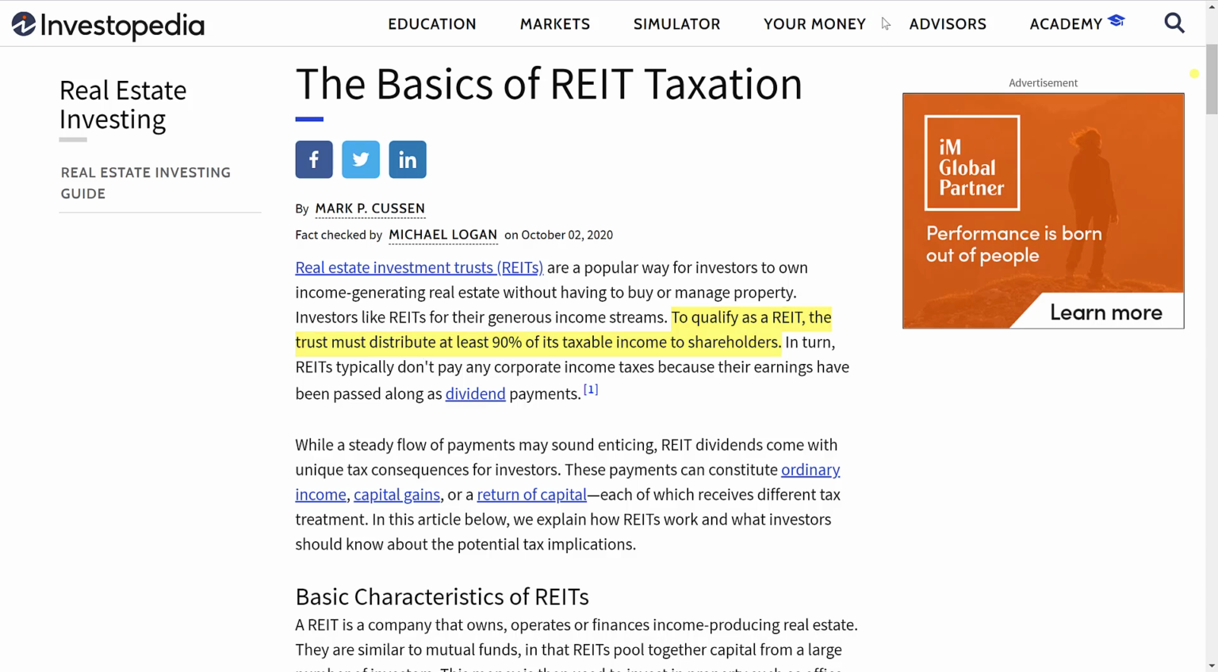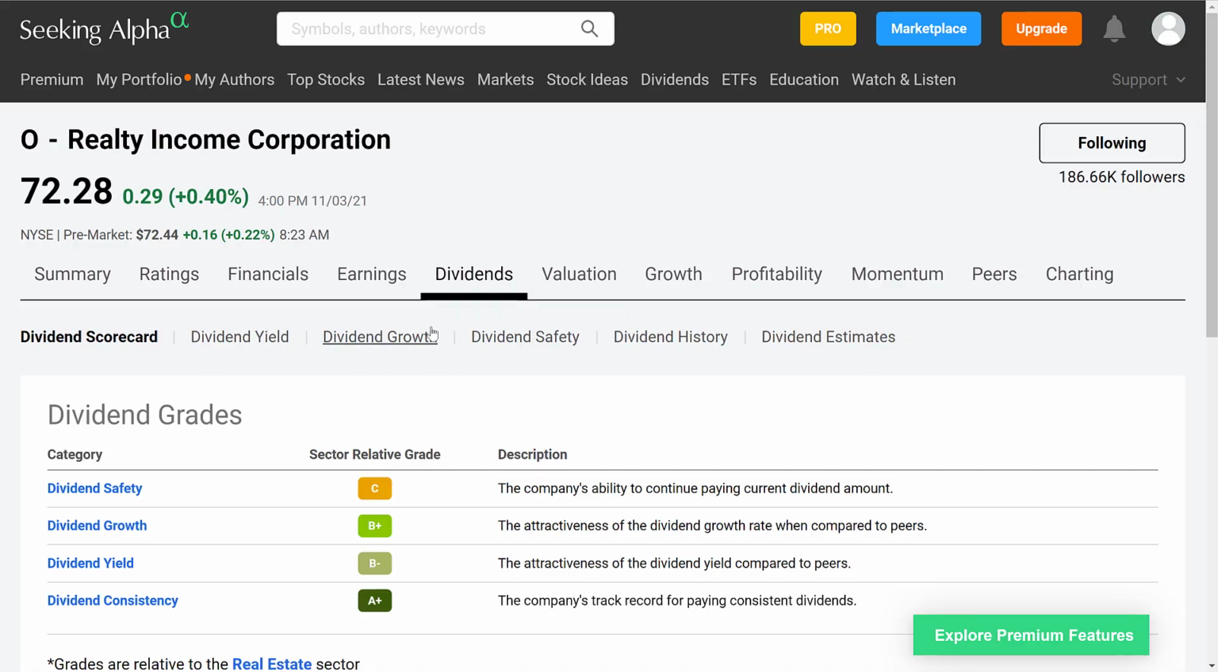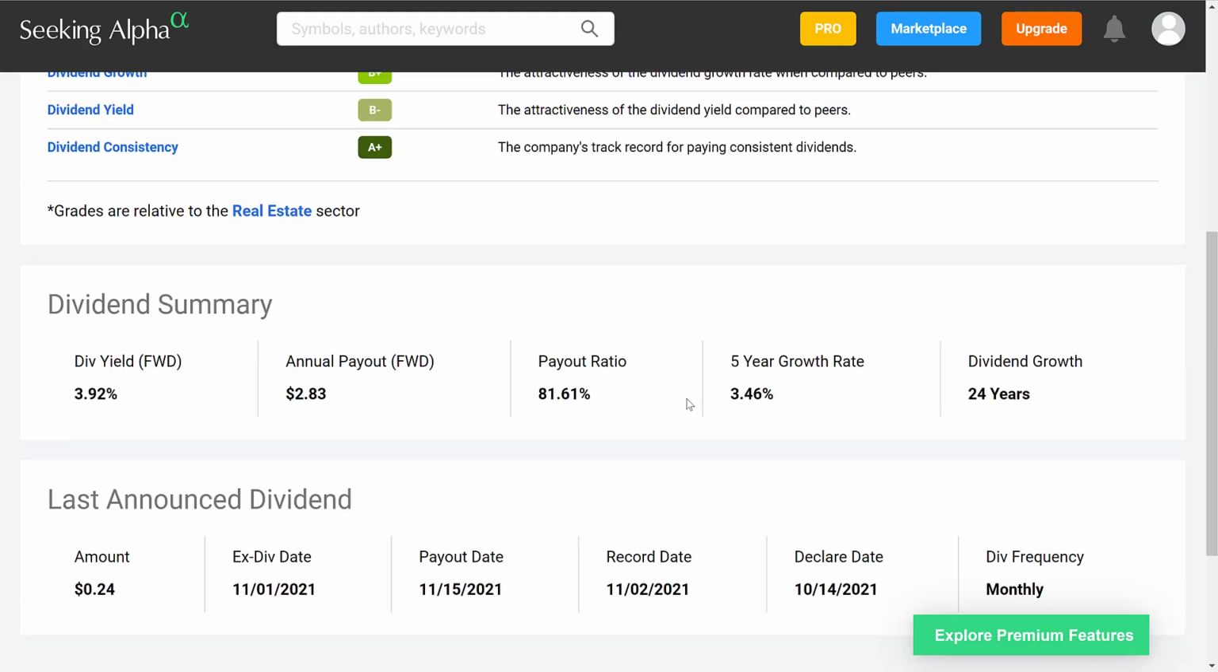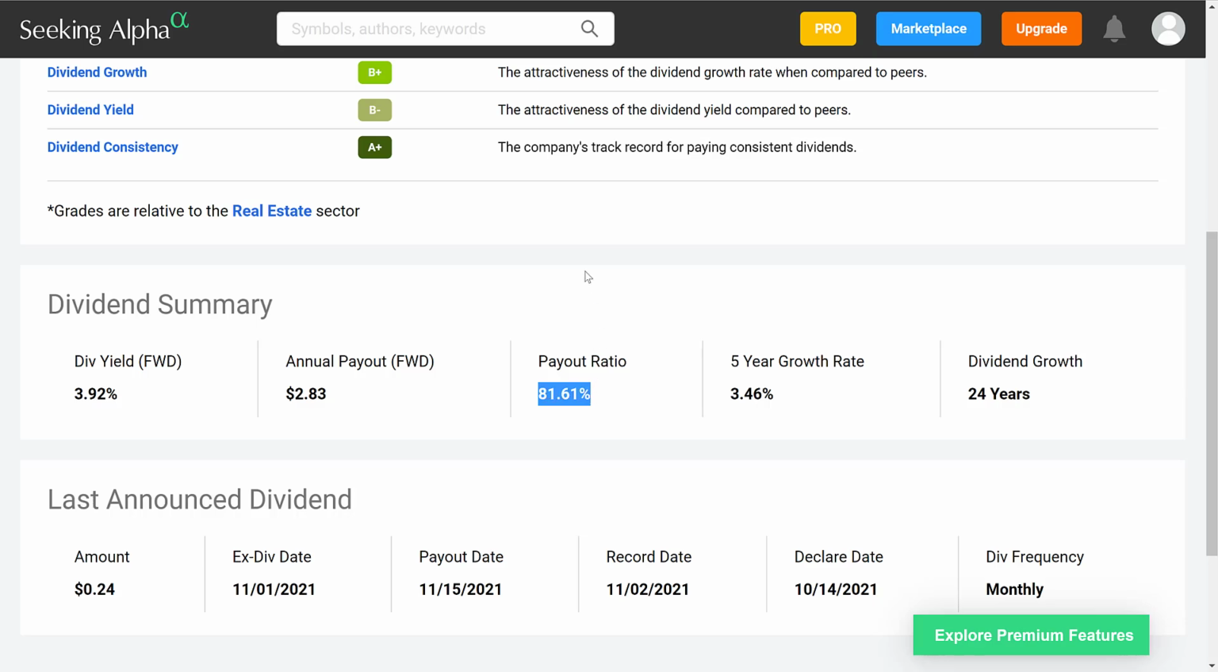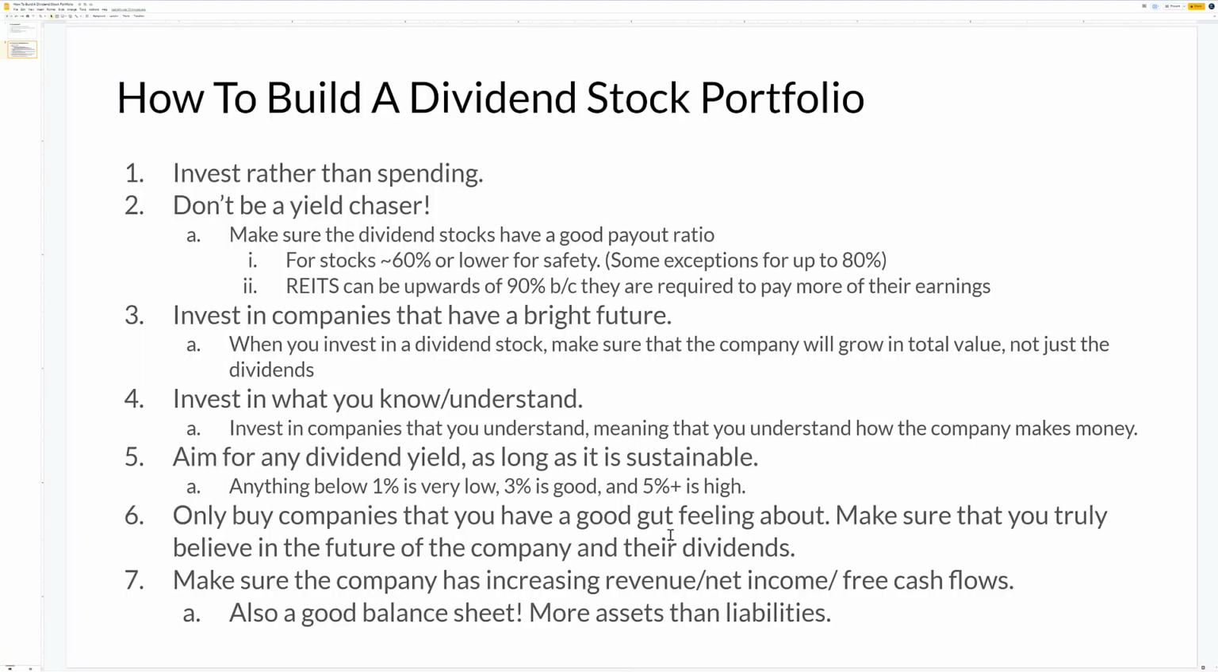So their payout ratios are going to be a lot higher. For example, Realty Income is one of my favorite REITs. They have a payout ratio of 81.61%, but that's okay. REITs with 80% is pretty good, and I think that is very good stuff. With a dividend yield of 3.92% also, it's a very good company in my personal opinion.